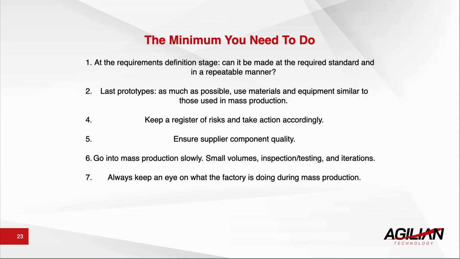Very simple, really. When you are defining your requirements, you need to think: can this be made at the standard that I'm requiring, or is this not going to be workable? On prototyping, as you get close to the final prototype, try to use the same materials and the same equipment as will be used in mass production. Keep a list of risks, do something about them. Supplier component quality, extremely important. Otherwise you get some poor quality components and you embed them into your products, and then you have a huge problem.